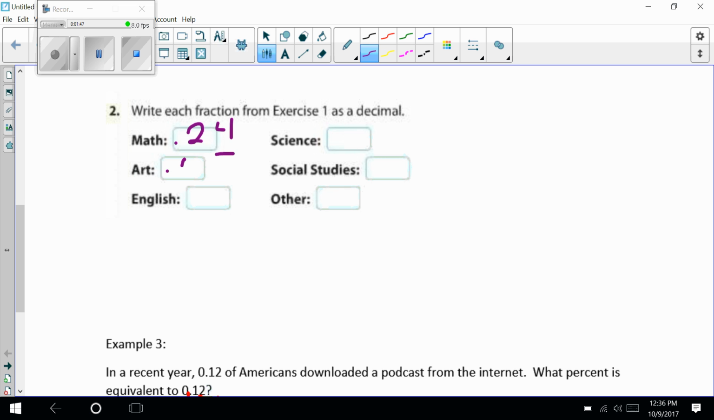Art is going to become 0.18. English, 0.11 or 11 hundredths. Science, 0.23. Social studies, 0.17. And now our other was 7 out of 100. So we need to make sure that when we write the decimal, it's going to be 0.07 because that 7 has to be in the hundredths place. Okay? So make sure you know how to convert percentages out of 100 into decimals. So let's go ahead. Let's look at example number 3.